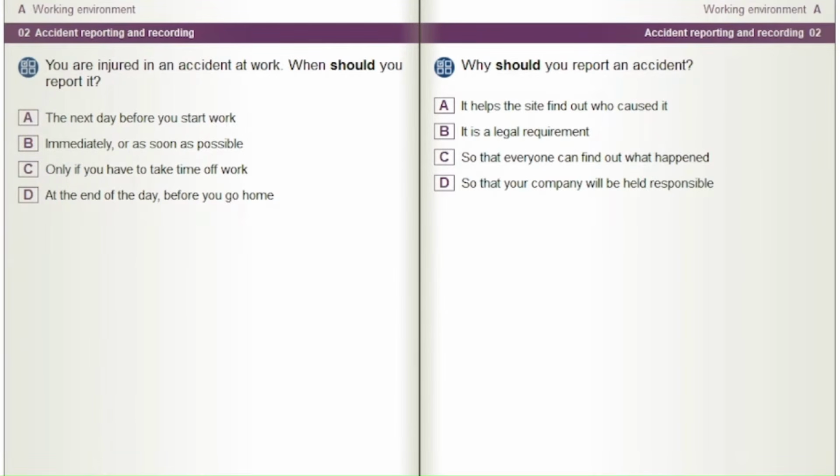Why should you report an accident? It helps the site find out who caused it. It is a legal requirement. So that everyone can find out what happened. So that your company will be held responsible.